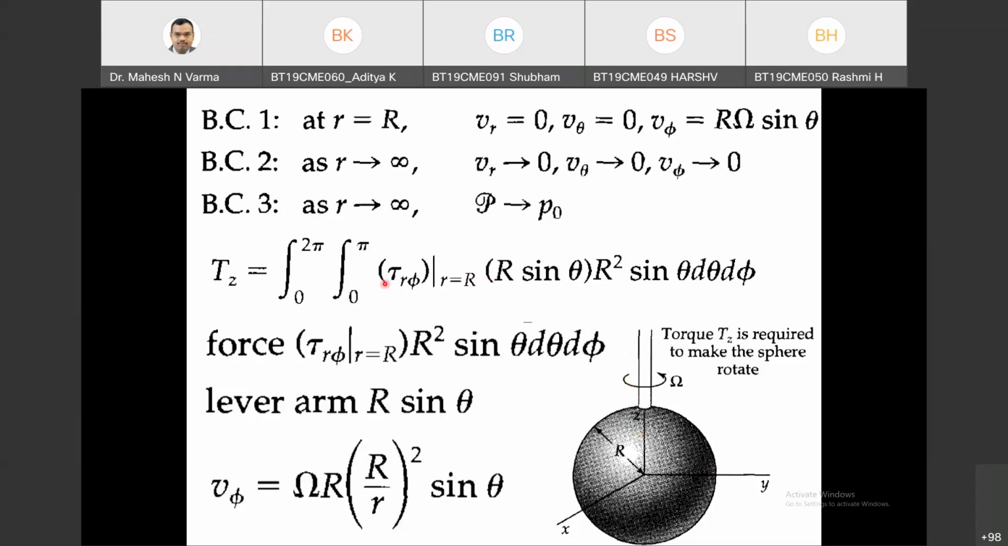This whole will be the torque for a surface area d theta d phi, and it is integrated over 0 to pi for d phi and 0 to 2 pi for theta. That will give me the total torque exerted.